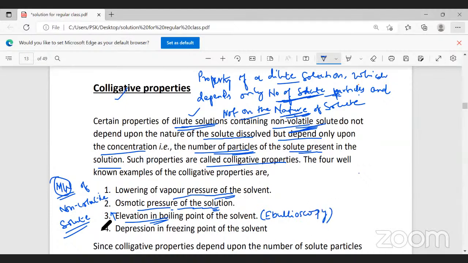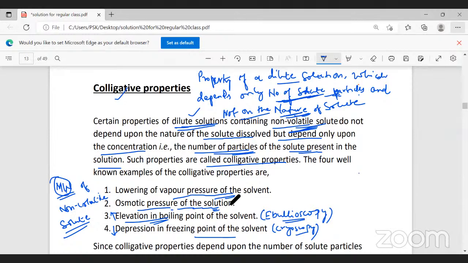Now, depression in freezing point. We will learn what all these properties are a little later. Depression is also represented by a decrease. It is otherwise called cryoscopy. Depression in freezing point, or decrease in freezing point, is called cryoscopy. Elevation in boiling point is called ebulliscopy.